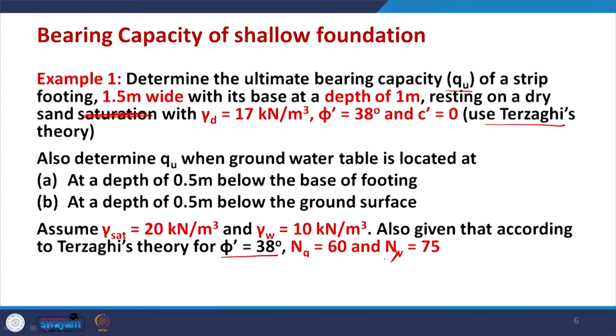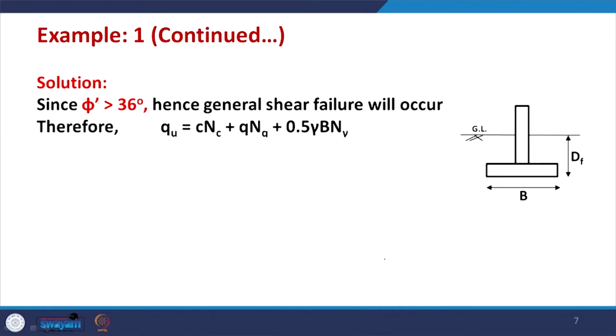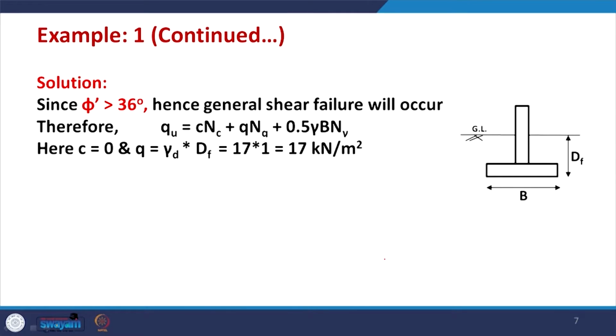So, let us first take the case without the effect of water table, when the water table is very deep. So, this is the situation here. You have to see the figure. In this figure, B is the width of the footing and df is the depth of the footing. And according to Terzaghi's theory, the ultimate bearing capacity is given by the relation QU equal to CNC plus QNQ plus 0.5 gamma B N gamma.